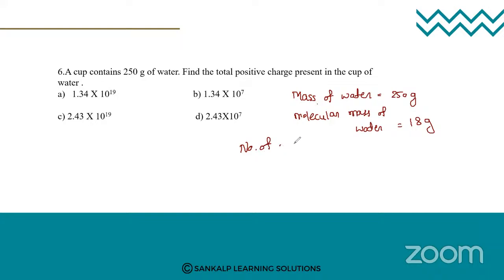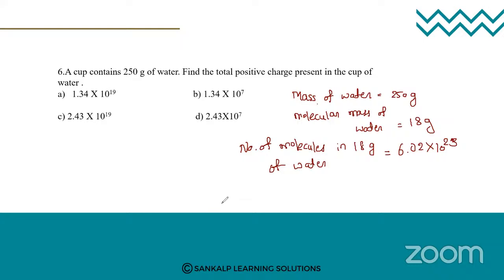Number of molecules in 18 gram of water. In 18 gram, we have the Avogadro number, that is 6.02 into 10 to the power of 23. But they are saying a cup contains 250 gram of water, so we need to see how many cups' worth that is.